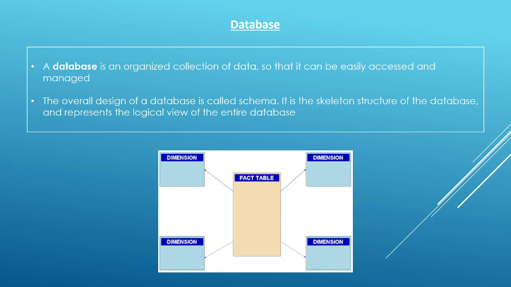It's an organized collection of data so that it can be easily accessed and managed. What does it mean is, let's say you have data in the form of tables. Each table has rows and columns, and you can have multiple tables in a database. Now, when they are collected in a single place, it is called a database. It becomes easier to access them and manage them in a singular location.